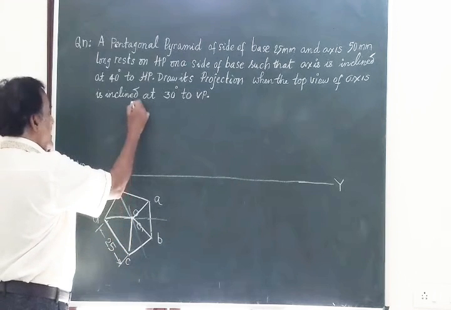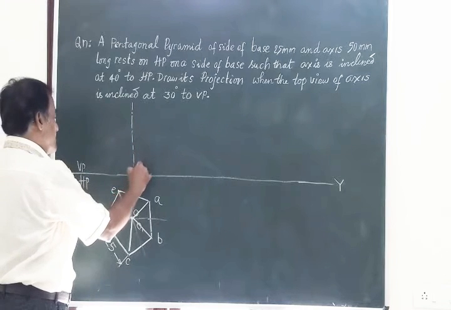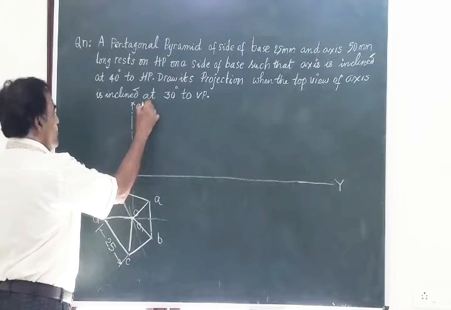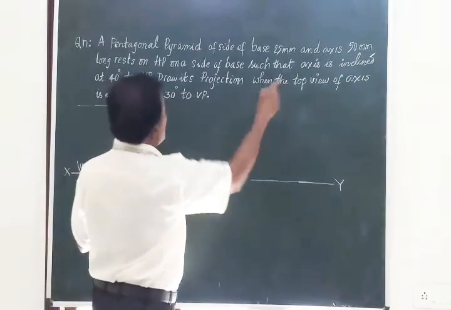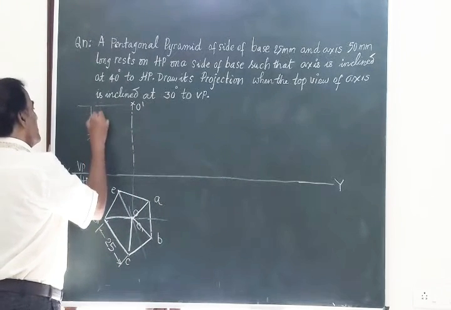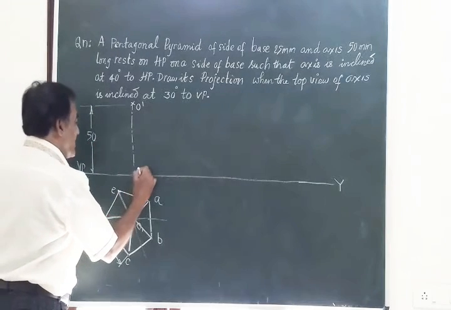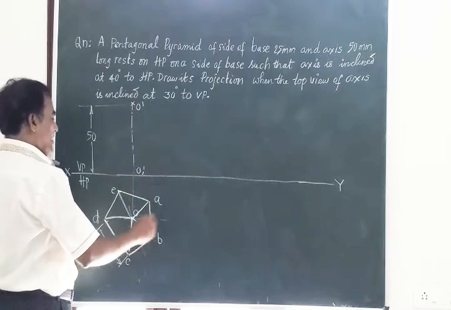From O, I write a vertical line representing the axis and mark the vertex as O dash at a height of, the height of the solid is given to be 50 mm. So I mark 50 mm. The center of the base of the solid is O1 dash. Then get all these points one by one.